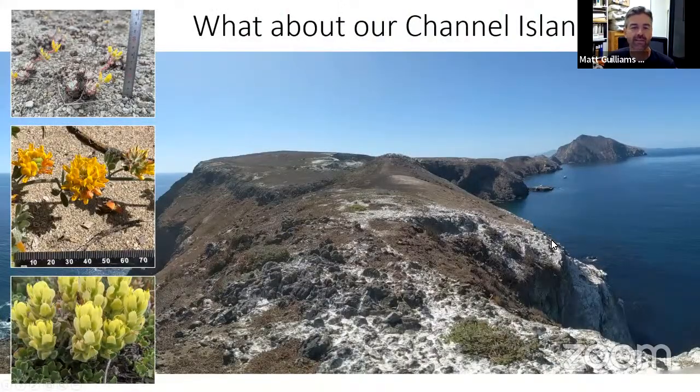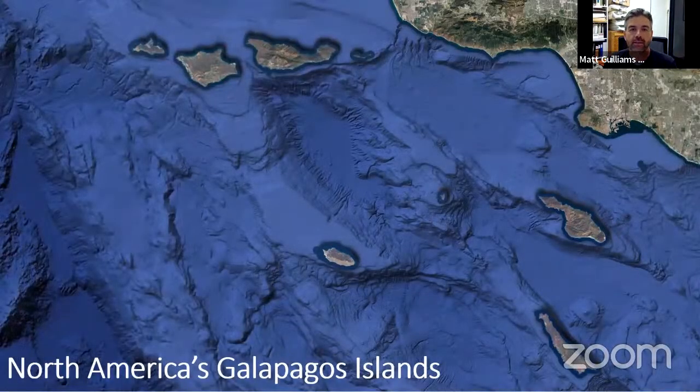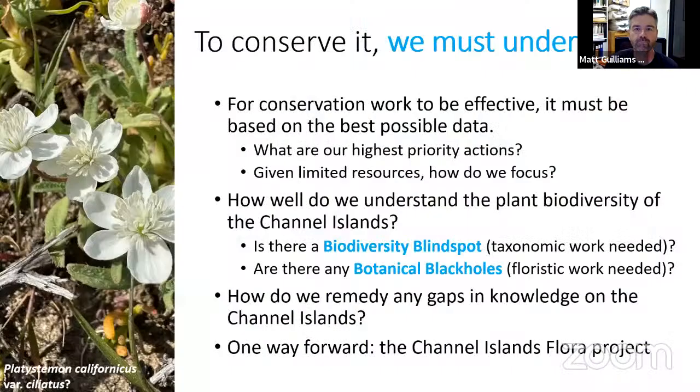So what about the Channel Islands? What are our biodiversity blind spots? What are our botanical black holes out there? This archipelago has been called North America's Galapagos Islands, in part because it's this wonderful archipelago, scenic, rugged, and of course, because of the special biodiversity it supports. But what are the blind spots there?